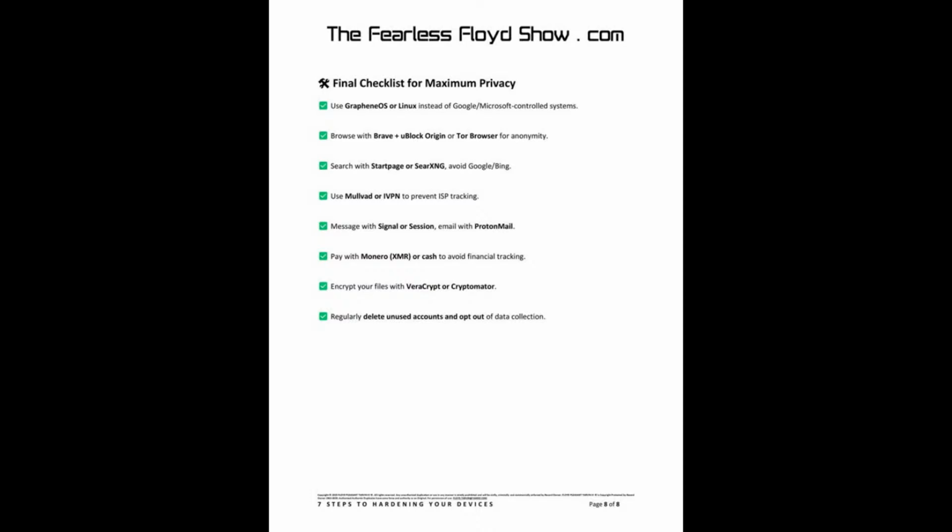Email with Proton Mail. Pay with Monero, XMR, or cash to avoid financial tracking. Encrypt your files with Veracrypt or Cryptomator. Regularly delete unused accounts and opt out of data collections. That concludes the 7 steps to digital DNA privacy.